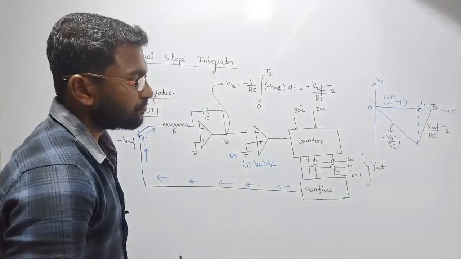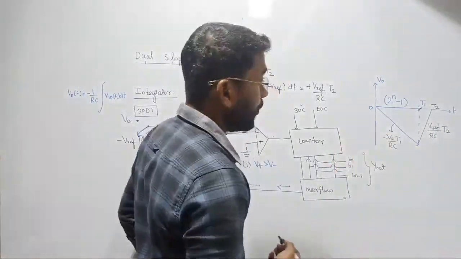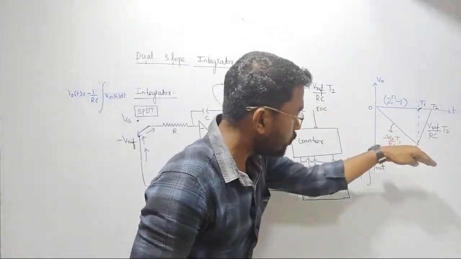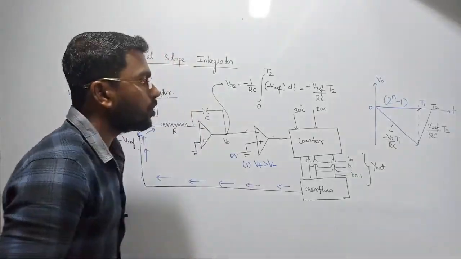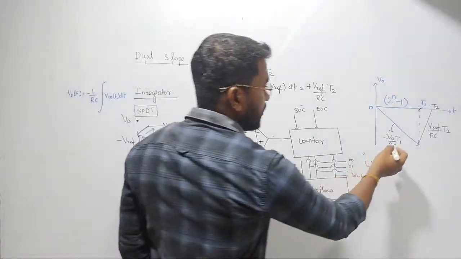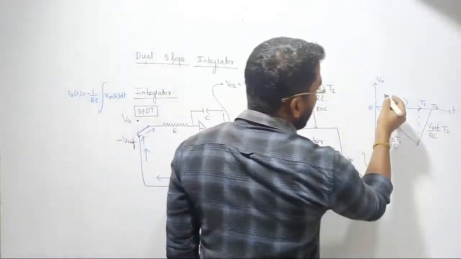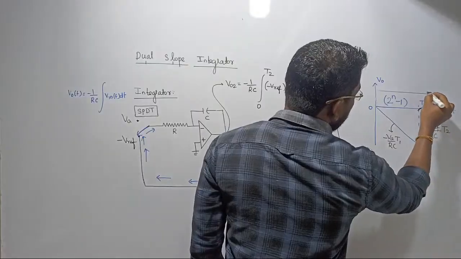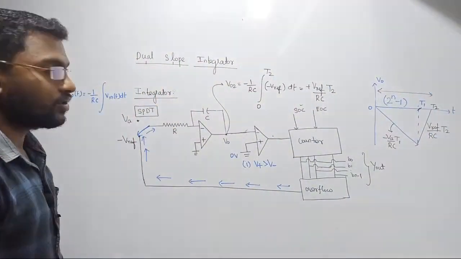Clear? This is all about the dual slope integrator. How many slopes are there? Slope 1, slope 2. Totally we have received 2 slopes. And what about the total output voltage? Case number 1, we were receiving some output voltage. This is our output voltage. Case number 2, this is our output voltage. Now what is the net output voltage offered by the dual slope integrator?